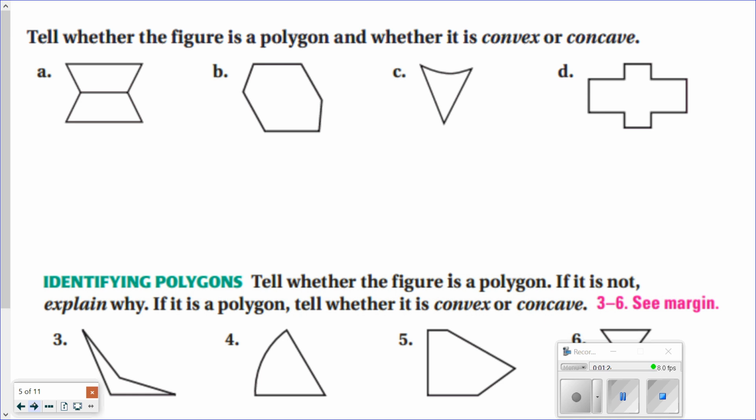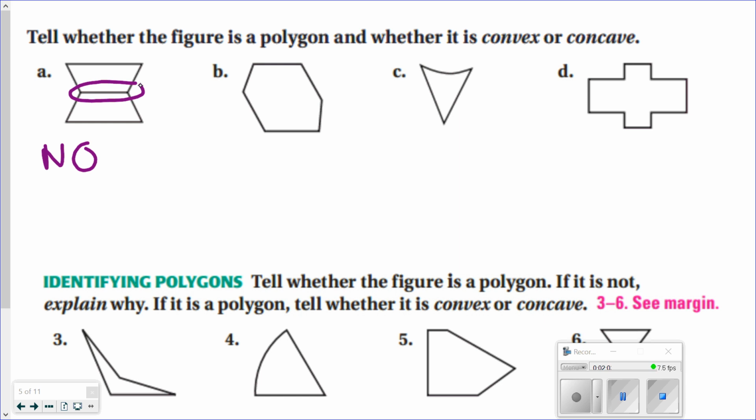All right, so tell whether the figure is a polygon and whether it is convex or concave. So let's look at A here. Is this a polygon, yes or no? The answer is no. Now you might be wondering why. The reason is because of this segment right here. That segment is inside the interior of the polygon. You cannot have that. Segments that intersect more than 2 segments cannot be a polygon.